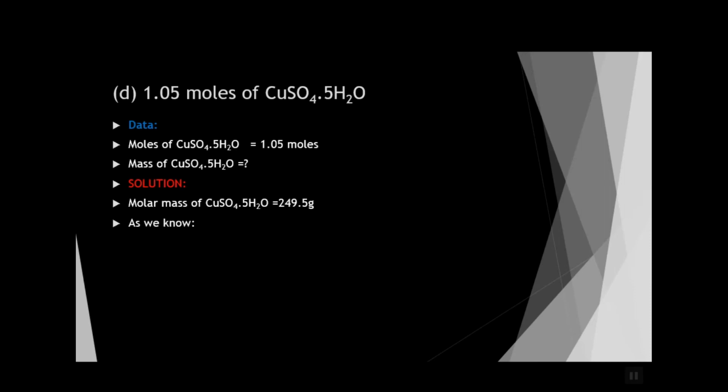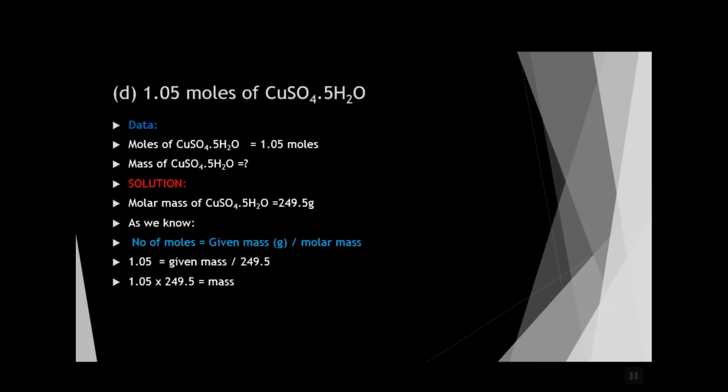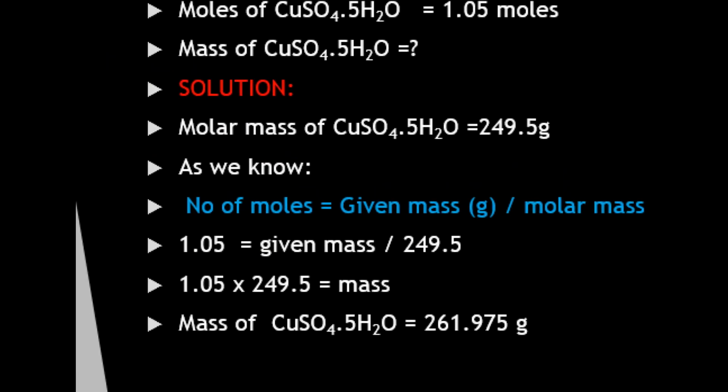Now as we know, number of moles is equal to given mass divided by molar mass, and number of moles are 1.05 is equal to given mass divided by molar mass 249.5. After multiplying 249.5 with 1.05, we get the mass. Mass of copper sulfate dot 5H2O is equal to 261.975 gram. Yes students, this is our answer. Mass of copper sulfate dot 5H2O is equal to 261.975 gram.